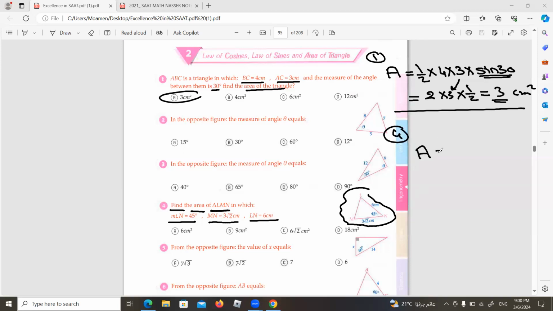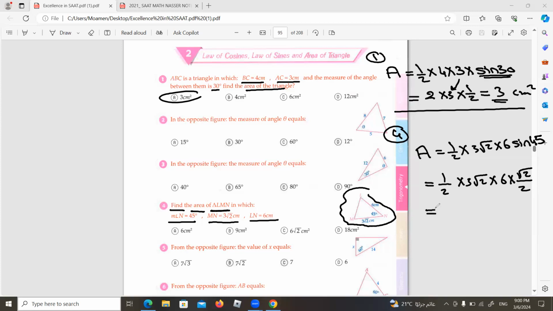I write area equals half the product of the two sides. The first side is 3 root 2. The second side is 6. And then after that, multiplied by sine the included angle, which is 45. What is sine 45? Yes, root 2 over 2. So half multiplied by 3 root 2 multiplied by 6 multiplied by root 2 over 2.